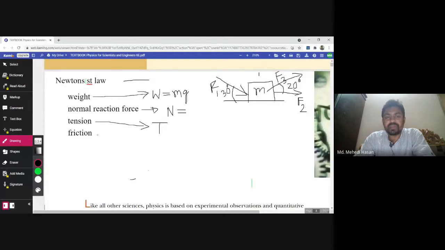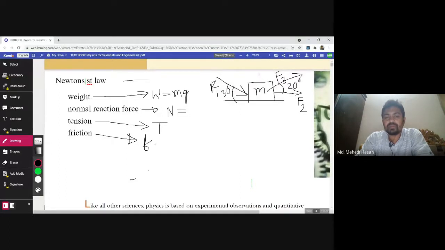And friction. In case of friction, if there is a frictional surface and the object is moving, then in opposition to the movement of the object there is a force involved which is called friction. So the frictional force is denoted by F.